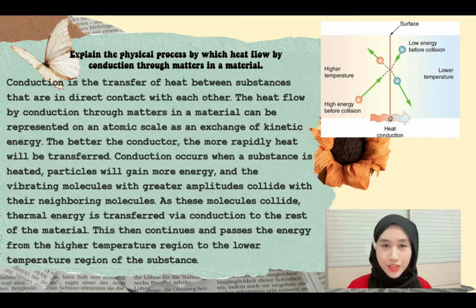So the first question is, explain the physical process by which heat flows by conduction through metals in a material. Conduction is the transfer of heat between substances that are in direct contact with each other. The heat flow by conduction through metals in a material can be represented on an atomic scale as an exchange of kinetic energy. The better the conductor, the more rapidly heat will be transferred.